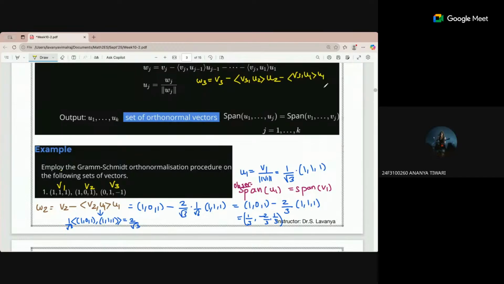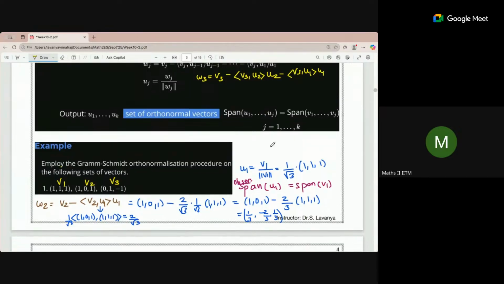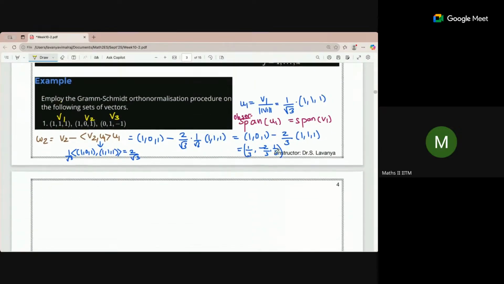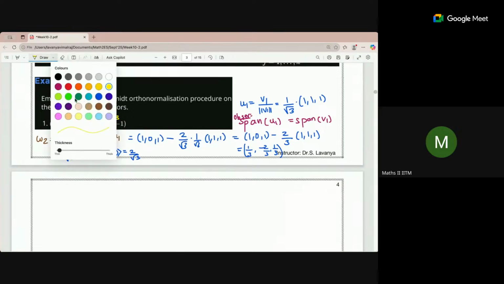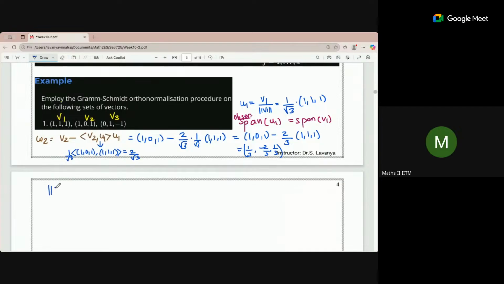Ma'am, this is W3, right? Yeah. So we have to tell W2. W3, W2 I have already computed. See, this is W2. Okay, so here if you want to find U2, you have to just find the norm of this vector first. So how do you find norm of this vector? Can you complete and tell me what is norm of W2? What is norm W2?